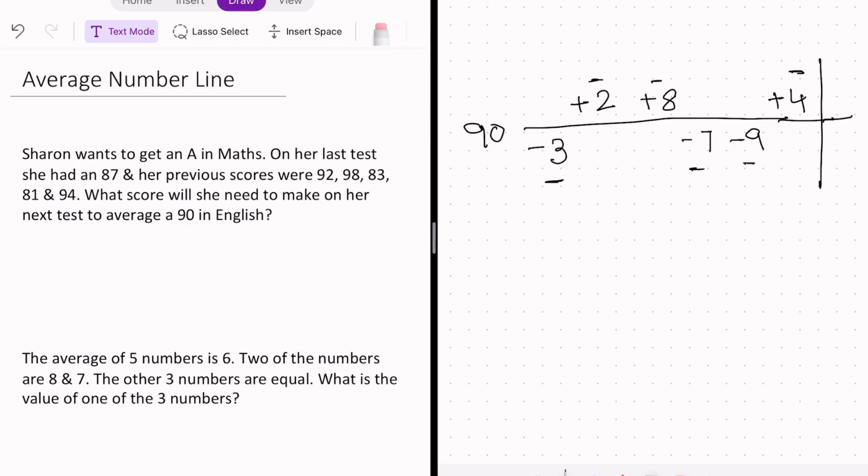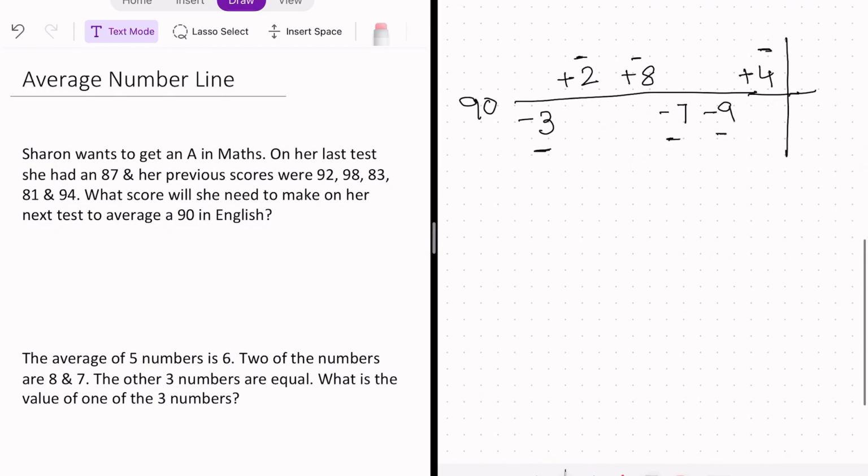Now once she scores that test, all the differences that we have marked here should add up to 0. Only then will her average score over all the tests that she has taken be equal to 90. So from the number line, let's find out how many of the scores are above 90, how many scores are below 90, and what is the difference from 90. Let's add up the top row first. Plus 2, plus 8, plus 4, which is plus 14. Let's look at the bottom row. Minus 3, minus 7, minus 9. They add up to minus 19.